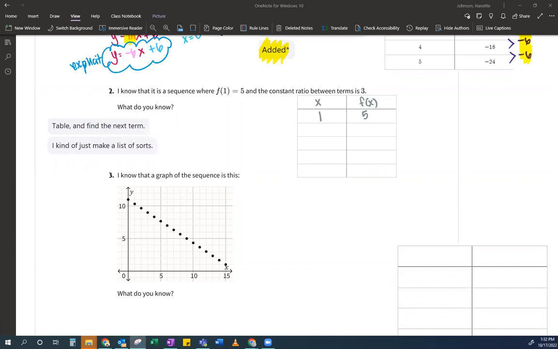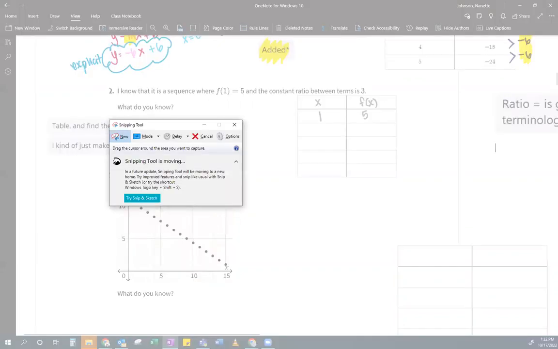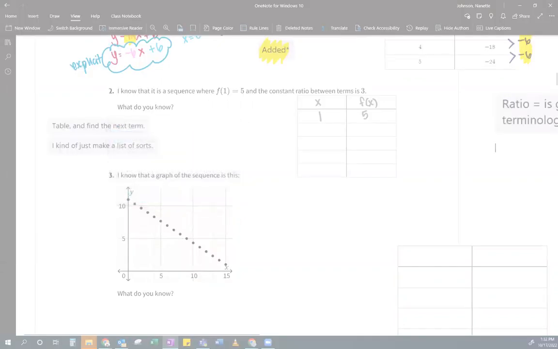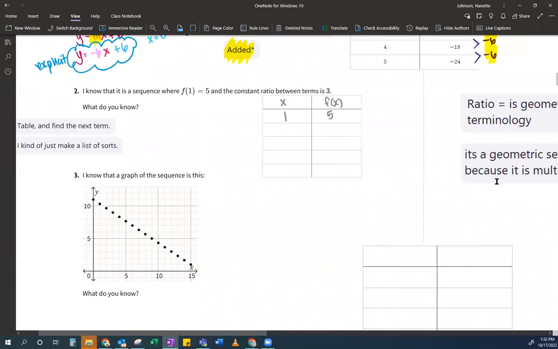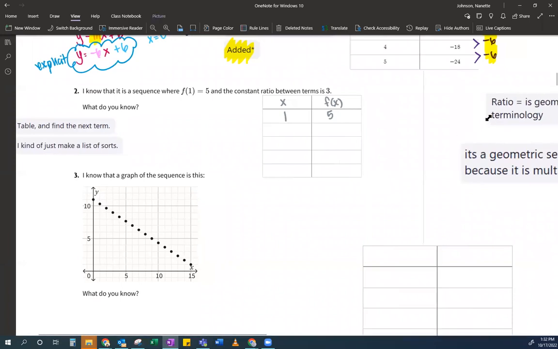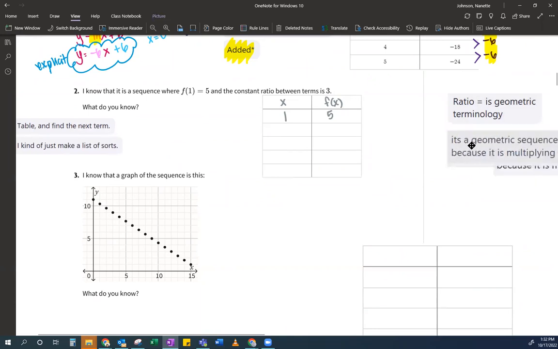So I need to put that in there. I'm just going to put your little notes over here. Someone else said it means it's geometric because we're multiplying by 3. So both of these things are really strong pieces of information. And if you didn't know that, now you know it. So here, ratio means geometric. It's a geometric sequence, so that means we're multiplying by 3.